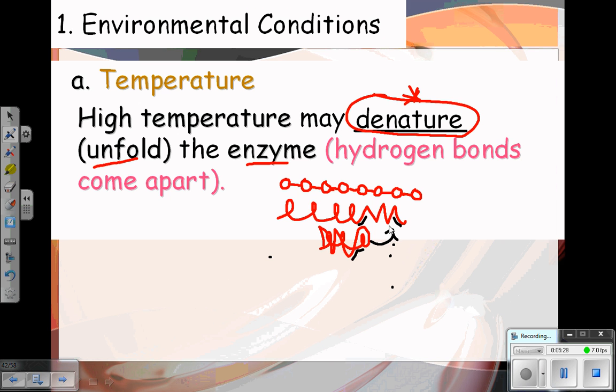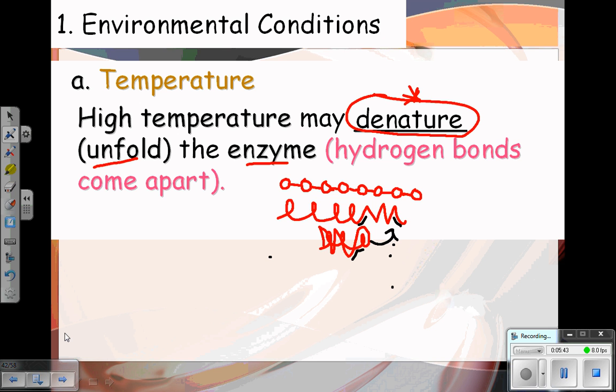Okay, so here's what the active site looks like. And if you unfold it back to this secondary structure, the active site here is spread apart to here and here, so the substrate can't get in there and change and get broken down or put together. So a high temperature will denature or unfold the enzyme, and then it won't work anymore.